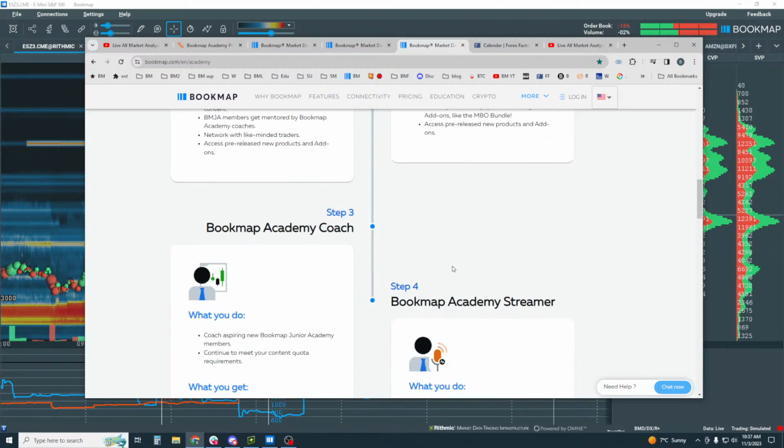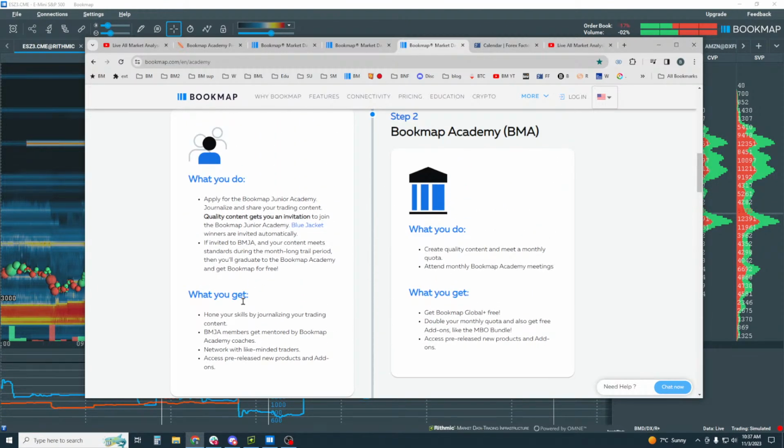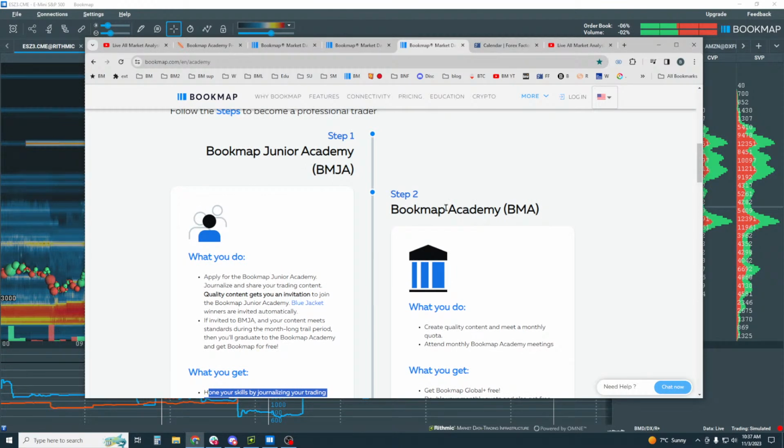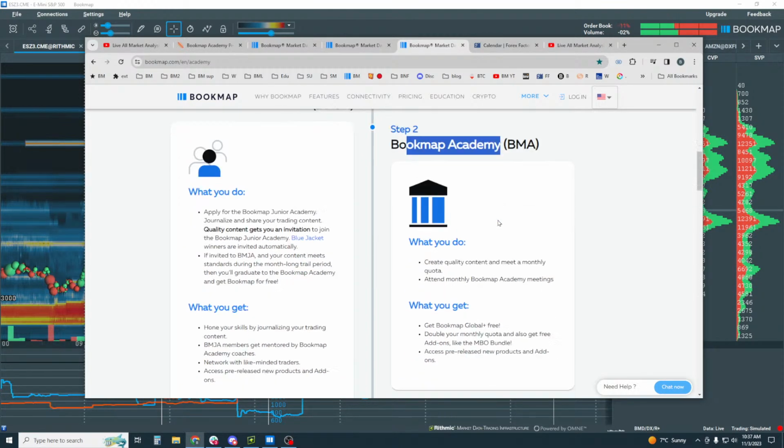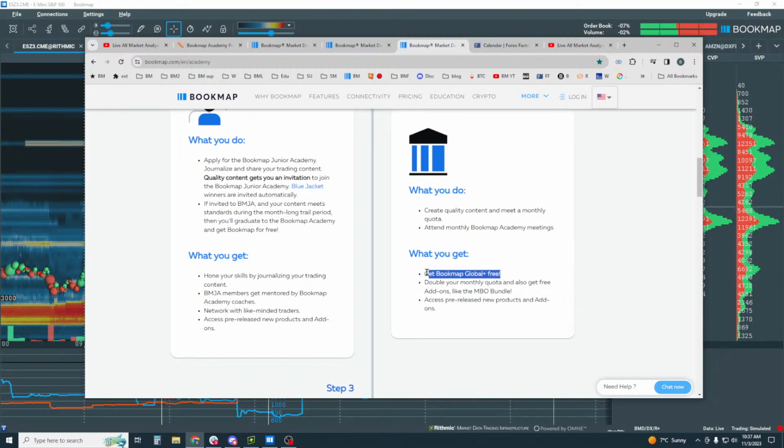All right, so if you do that and you meet the thresholds in here, quantitative and qualitative, in the Bookmap Junior Academy, you will be bumped up to the Bookmap Academy, and you can get Bookmap for free in here. If you double your quota, you can get the MBO bundle as well for free.